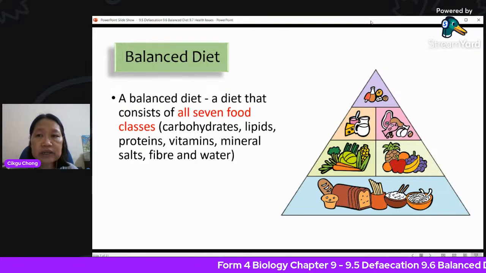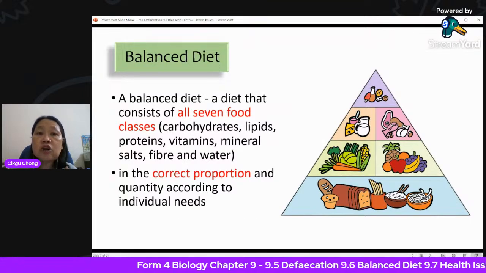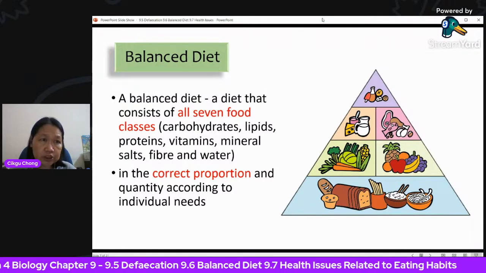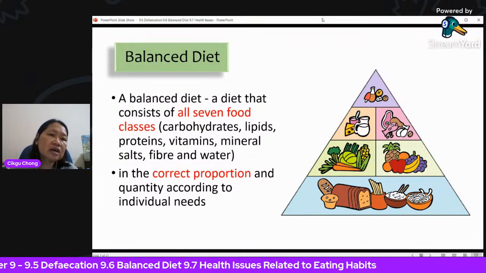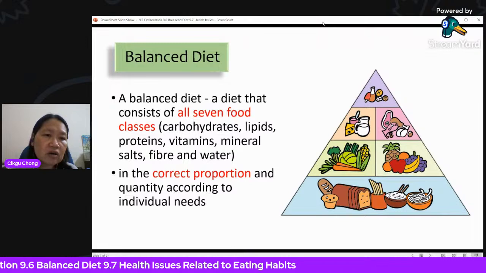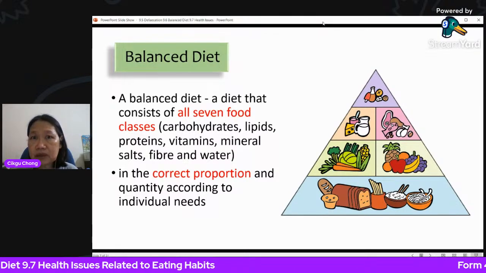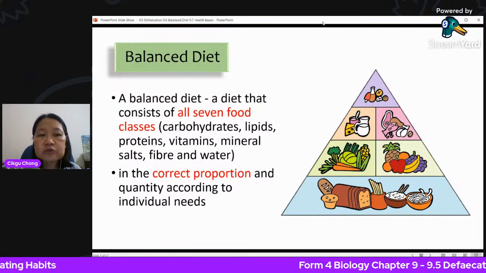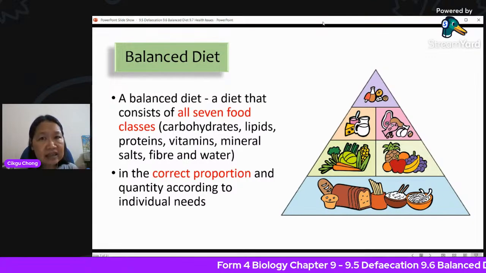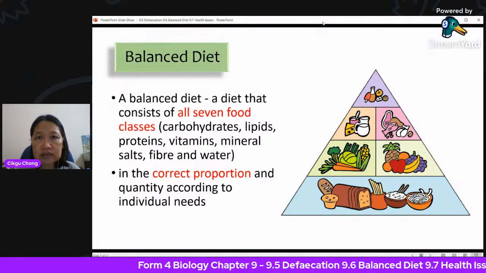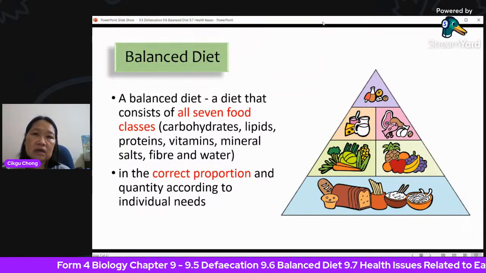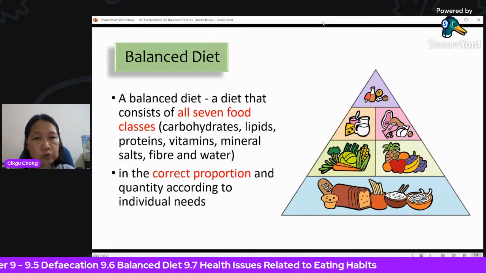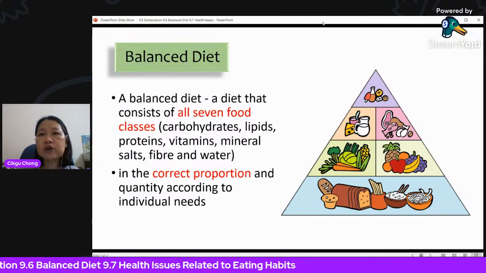And also the second point here is in the correct proportion. So a lot of students forget to say in correct proportion. They just mention a balanced diet consists of 7 or all the classes of food and full stop. So the second point here, you must say in the correct proportion according to your needs. So if you're an athlete, you may need more carbohydrate than somebody who is sitting down the whole day in the office doing office work. Okay, so it depends on what your needs are.